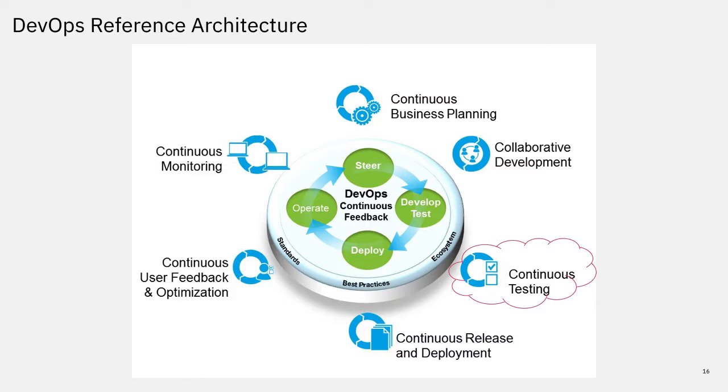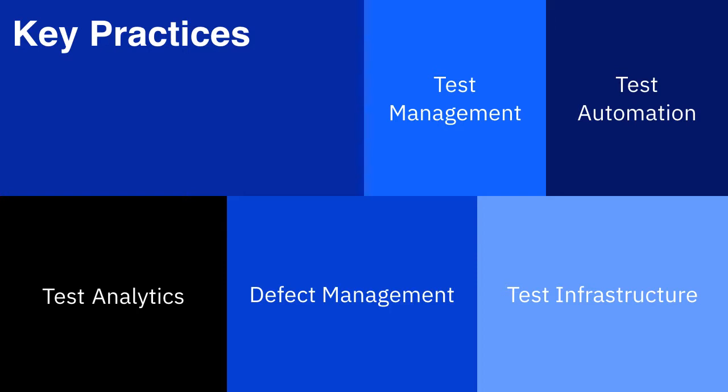There are standards, best practices, and ecosystem working as the framework for your entire DevOps reference architecture. So from this picture, we will spend the next couple of minutes, we'll spend some focused time on continuous testing. There are several key practices that help you with continuous test. A couple of those things I have mentioned here: test management, test automation, analytics, defect management, and setting up the test infrastructure.